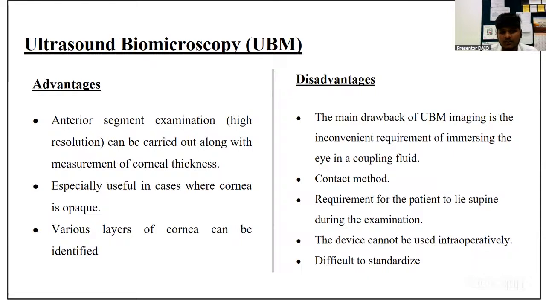So the advantages are that anterior segment examination can be carried out along with measurement of corneal thickness. It is especially useful in cases where the cornea is opaque, because the sound only travels, so we can send the sound behind the cornea also. So the various layers of the cornea can be identified.